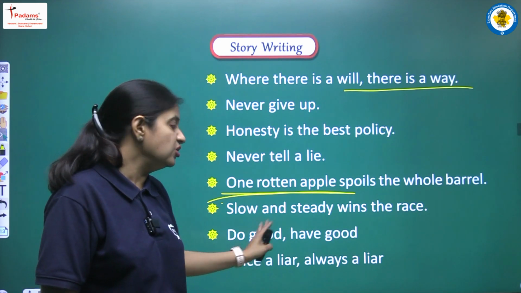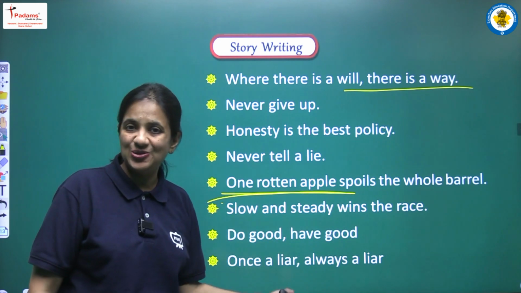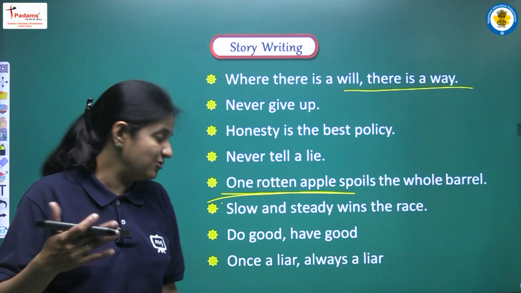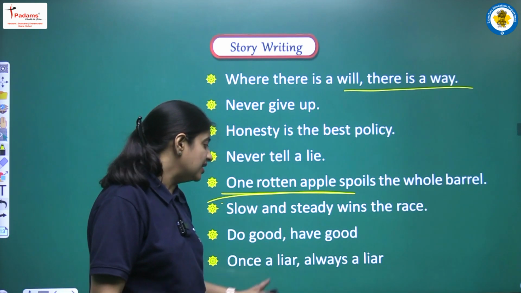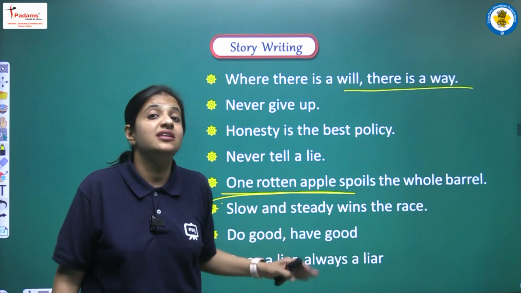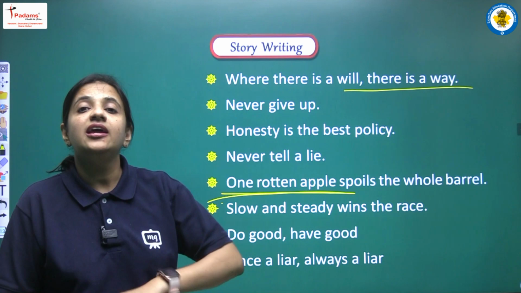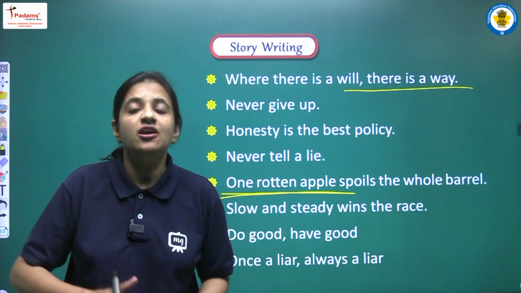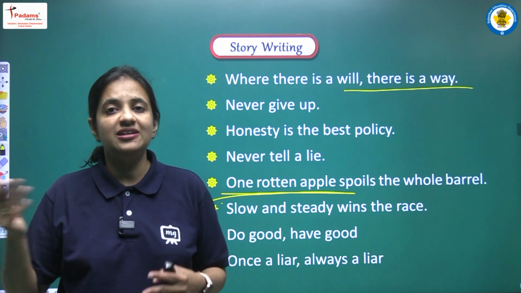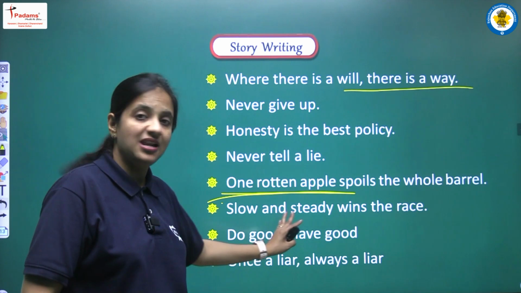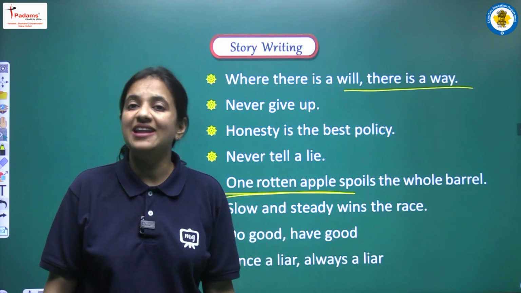Next one is do good, have good. Yes, we can use this appropriately in our stories, do good and have good. Next one, once a liar, always a liar. So yes, if we have the habit of telling lies, then no one is going to trust us, then we will be a liar for everyone, and definitely for the rest of our life. So it means once a liar, always a liar.